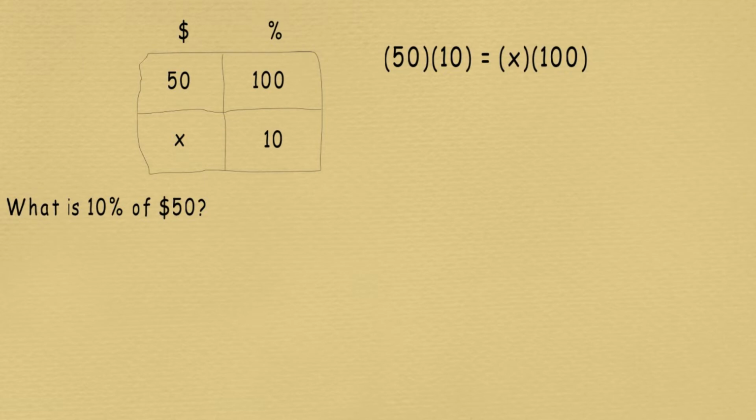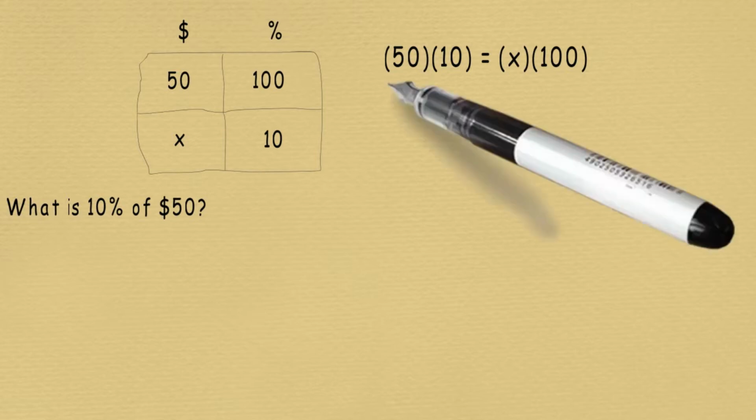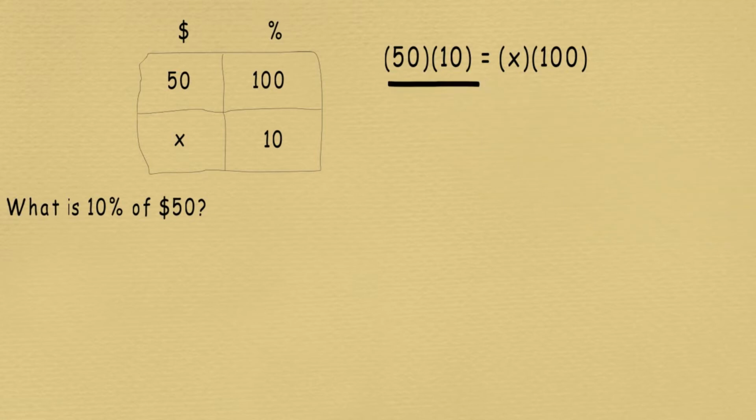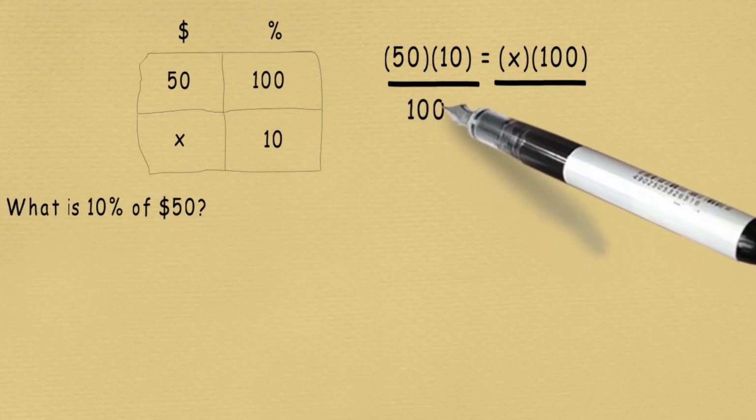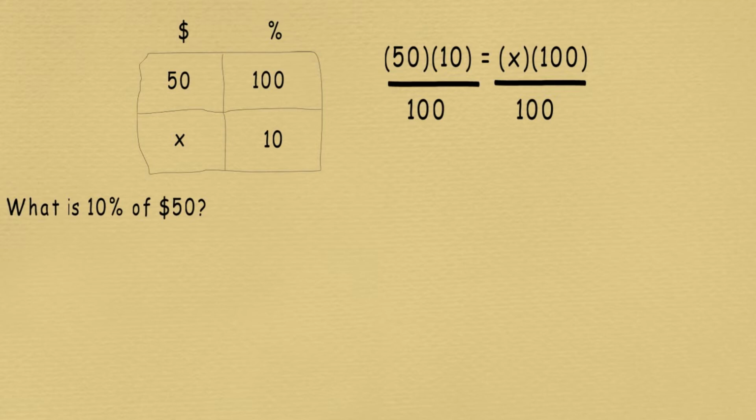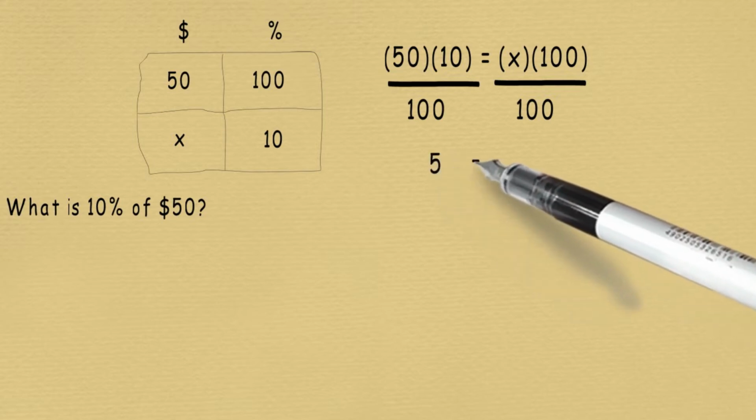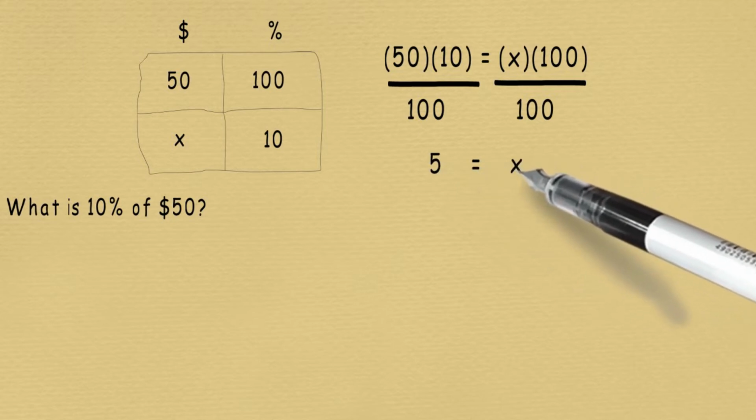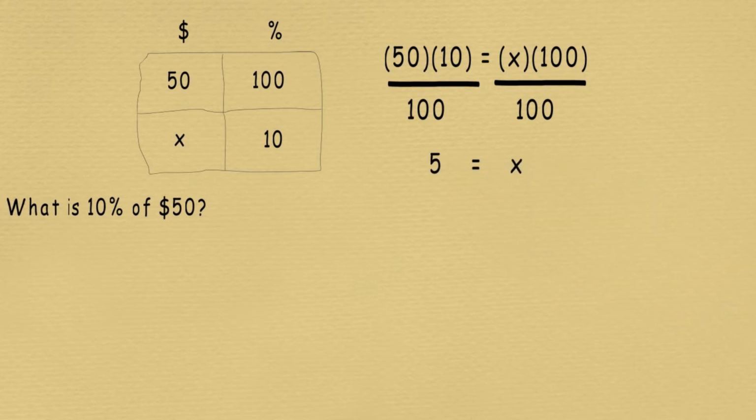Now, to get the X by itself, I'm going to divide both sides of the equation by 100. And that's just doing simple arithmetic, okay? So I divide the left side of the equation by 100 and the right side of the equation by 100. And the reason why I'm doing that is so that I can have the X by itself, okay? That's very important. So you can see that the left side of the equation reduces to 5 if you do the math. And the right side of the equation, well, it's just X, because that's what I was trying to do. So we have that X is equal to 5.